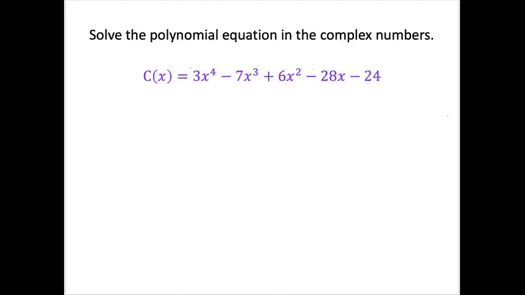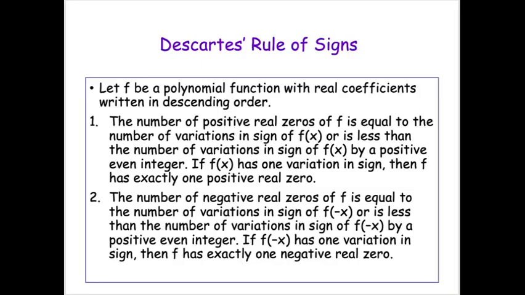So we have this problem here. We want to solve the polynomial equation in the complex numbers. We have c of x is equal to 3x to the fourth minus 7x cubed plus 6x squared minus 28x minus 24. Now we have a few more theorems to go over to help us with this. One is Descartes' rule of signs.